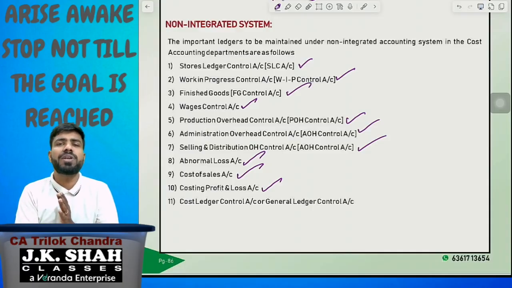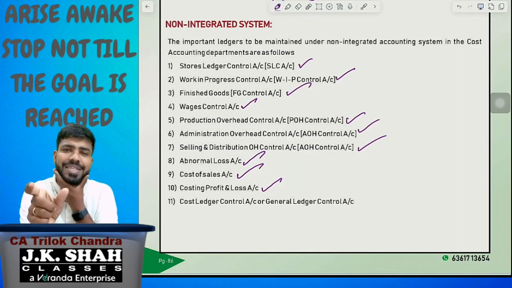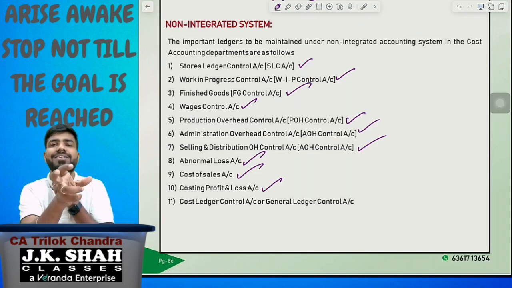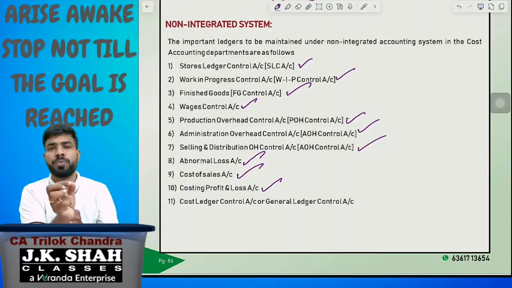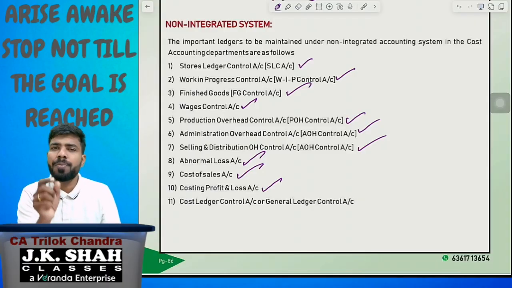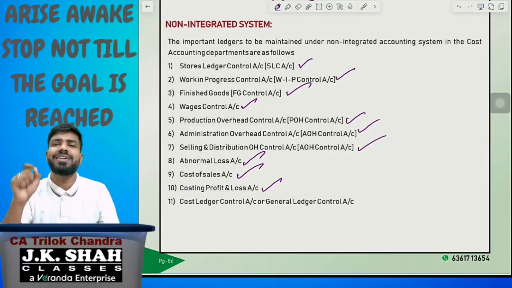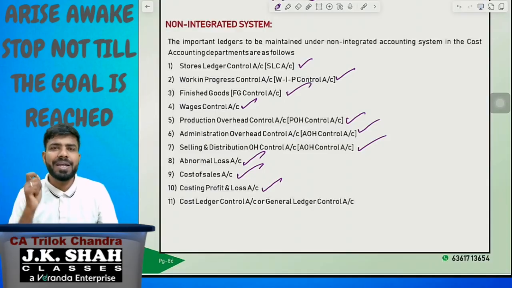In cost books, we are going to write SLC account. In place of purchases, I am going to write the SLC. SLC is the account which replicates the raw material. SLC account debit. In place of cash, I am going to use the dummy account called the general ledger adjustment account or cost ledger control account. It is a dummy account.